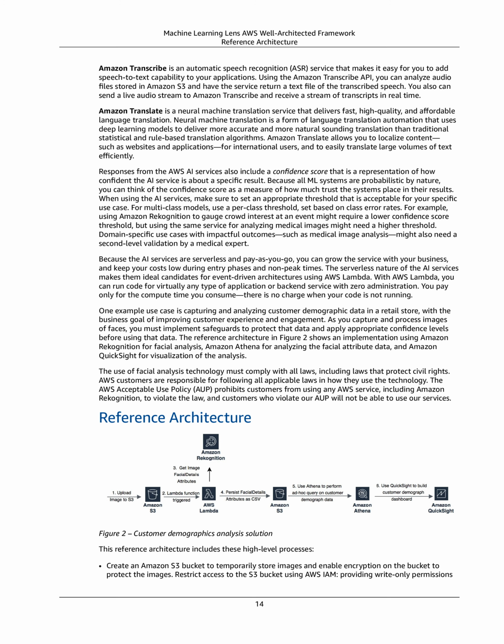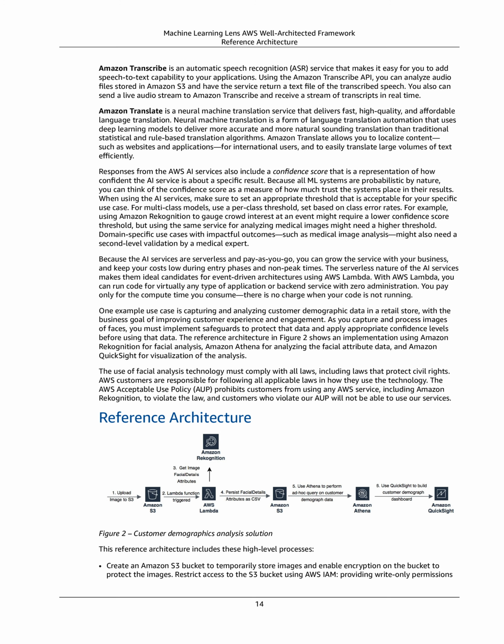The reference architecture in Figure 2 shows an implementation using Amazon Rekognition for facial analysis, Amazon Athena for analyzing the facial attribute data, and Amazon QuickSight for visualization of the analysis. The use of facial analysis technology must comply with all laws, including laws that protect civil rights. AWS customers are responsible for following all applicable laws in how they use the technology. The AWS Acceptable Use Policy, AUP, prohibits customers from using any AWS service, including Amazon Rekognition, to violate the law, and customers who violate the AUP will not be able to use our services.